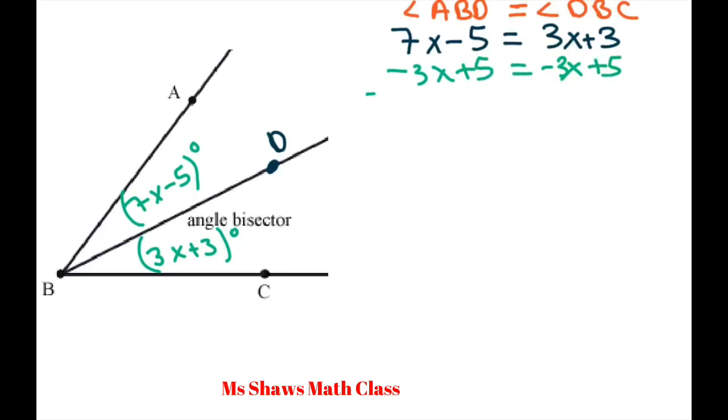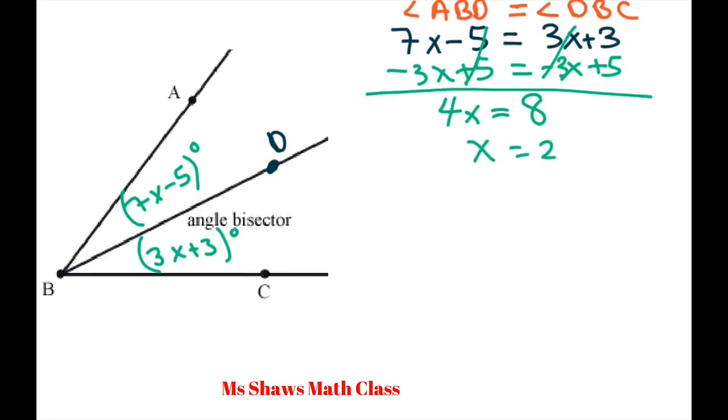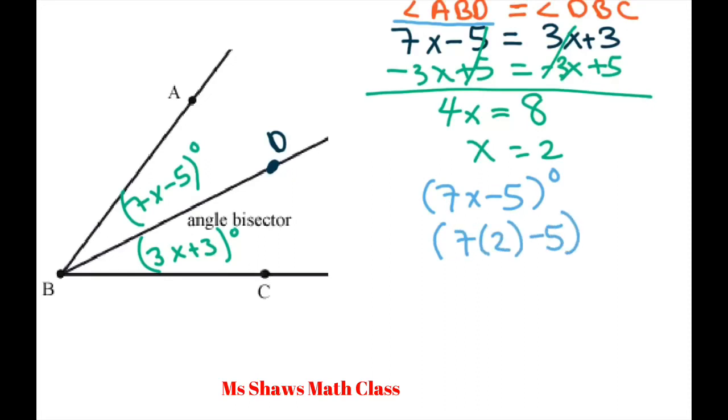So you get 4x, that's going to be 0, equals 0. That's 4x equals 8. Divide both sides by 4 and you get x equals 2. So now let's look at this. Angle ABD is 7x minus 5 degrees. Use substitution and you get 7 times 2 minus 5, and that equals 14 minus 5 is 9 degrees.